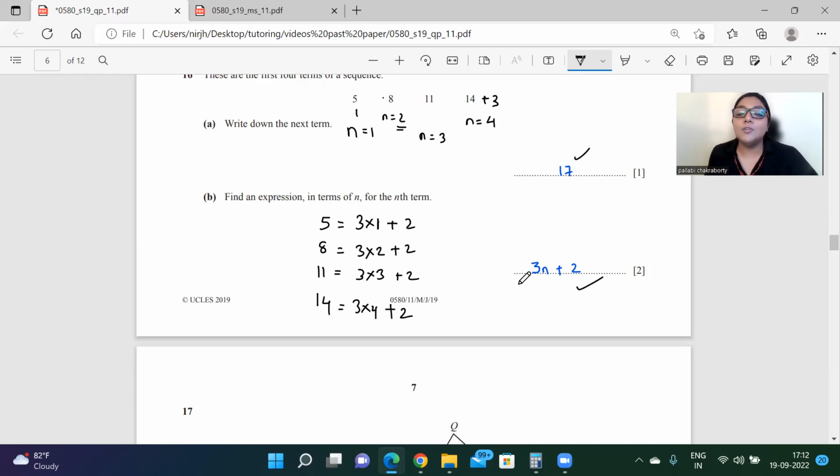So the answer comes out to be 3n plus 2. And this is the working which you can show. And you can say for n is equal to 1, n is equal to 2, and so on.